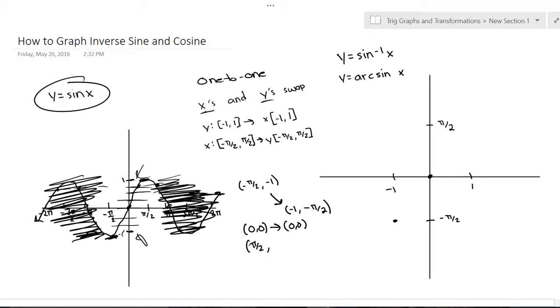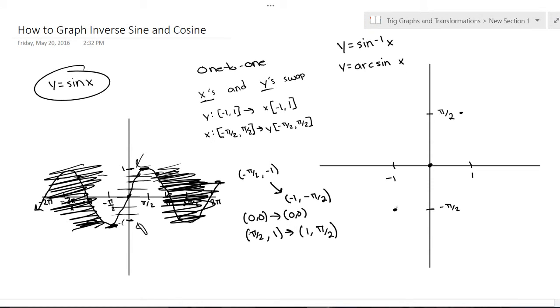And then it goes at 1. And that becomes, if we swap the x's and y's, we get 1, pi over 2. Let's graph that, 1, pi over 2. And then now connect it a little bit wavy like sine always is. It goes like this, and it's going to go up. And that's our inverse function.